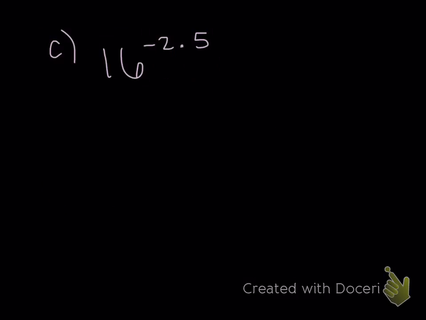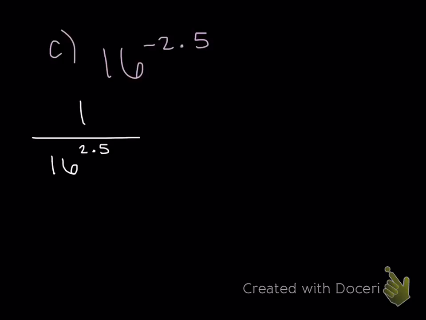Letter C is 16 to the negative 2.5 power. So 3 things that you should notice are different: that my base is a number, not a variable. I have a negative exponent, and I don't have a fraction, it's a decimal. So I have a couple of things that are different here. First, we're going to apply the fact that it's a negative exponent. So I'm going to change this to say 1 over 16 to the 2.5 power.